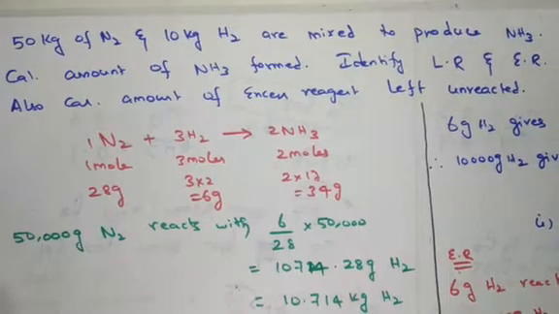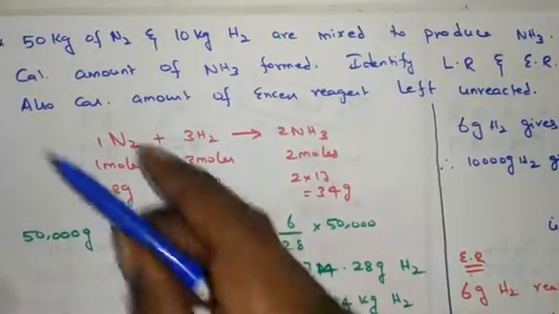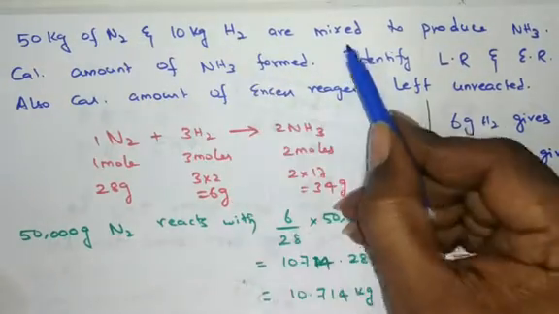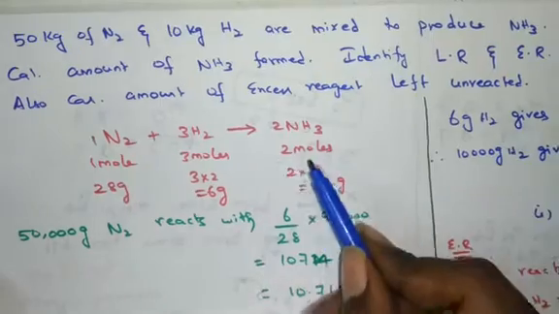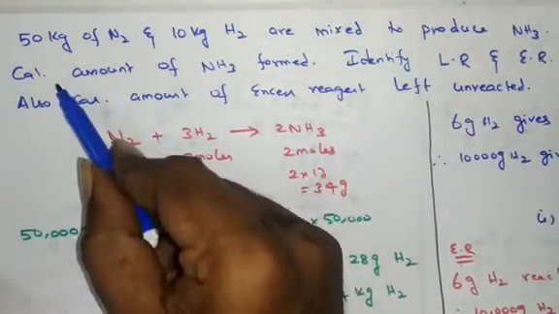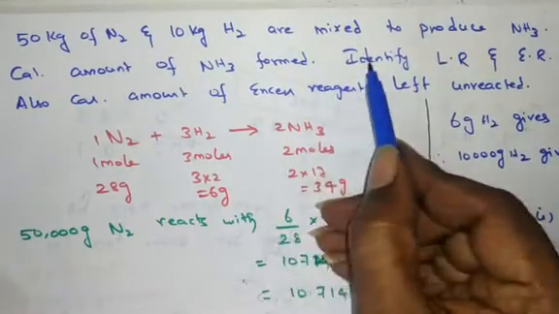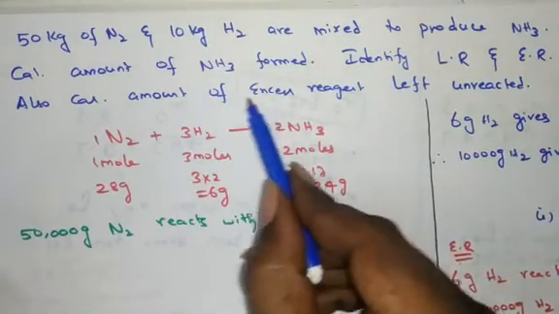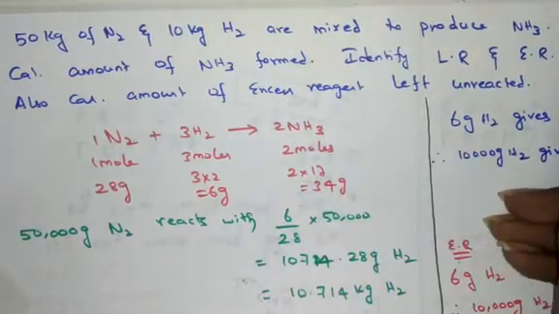Now let us see a problem. 50 kilograms of nitrogen and 10 kilograms of hydrogen are mixed to produce ammonia. Calculate the amount of ammonia formed and identify the limiting reagent and excess reagent. Also calculate the amount of excess reagent left unreacted.